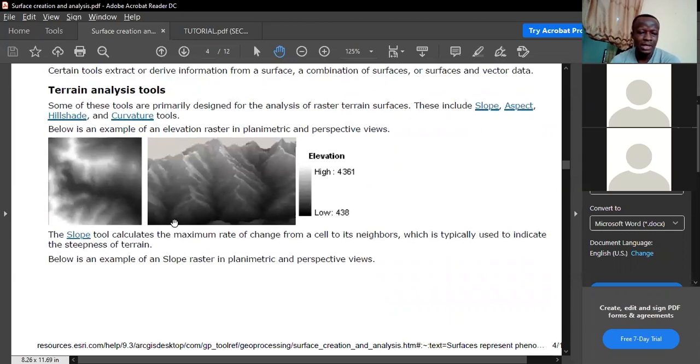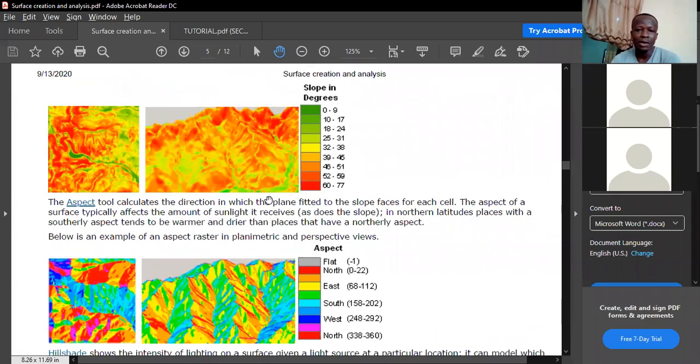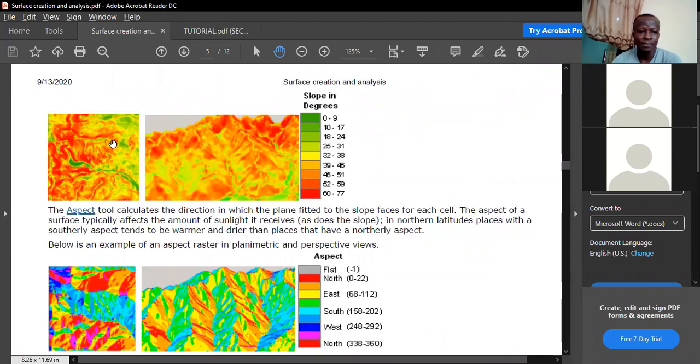So as you can see here, we are having the slope. This one is a 3D visualization or rendition of this one. This is a 3D surface, but this one is a 3D version of it. Now here we have a slope raster. In 2 dimensions, you have it that way. In 3 dimensions, we have it that way. Now the slope raster is giving you the rate of change.